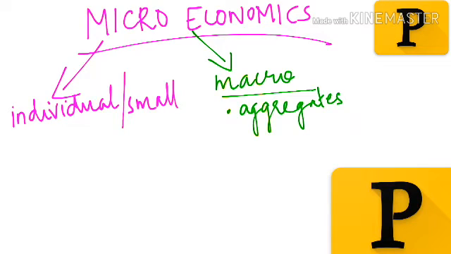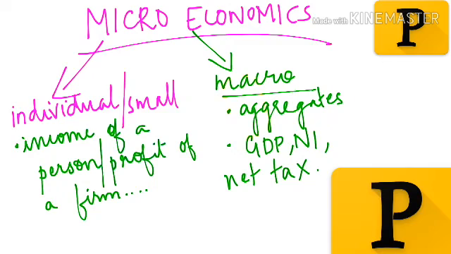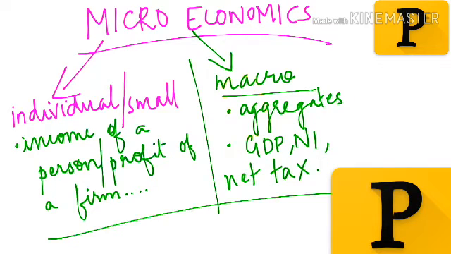Examples of microeconomics would be income of one person, profit of a firm, etc. When it comes to macroeconomics, examples would be GDP of a country, national income of a country, net tax collected in a country in a year, etc. So microeconomics is that branch of economics that deals with smaller or individual units. Macroeconomics, economy as a whole or aggregates in the economy.